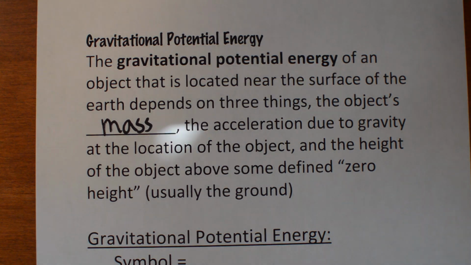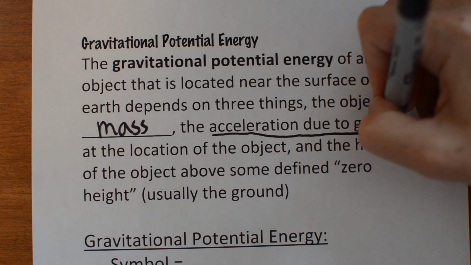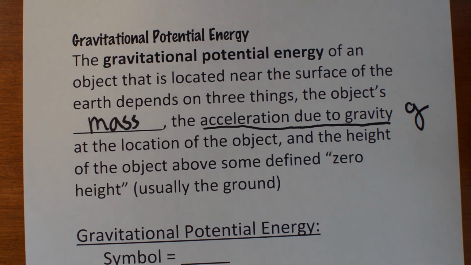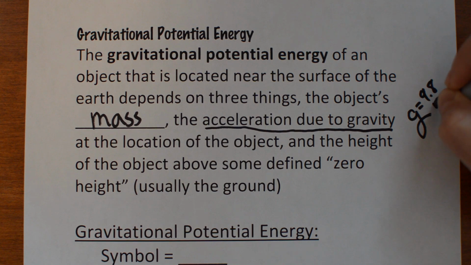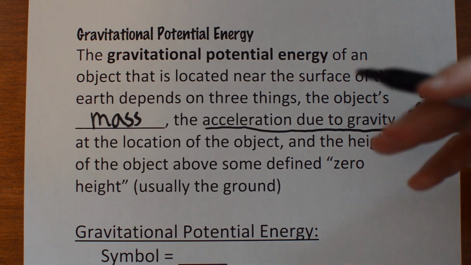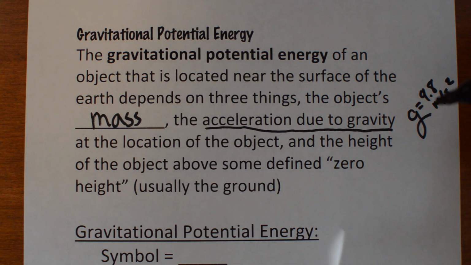The other thing that impacts gravitational potential energy is the acceleration due to gravity, g, at the location of the object. That's going to be 9.8 meters per second squared for us on the surface of the Earth, but that'll depend on which planet you're on too. The last thing that gravitational potential energy depends on is the height of the object above usually the ground or any sort of defined 0 point. We can actually pick the 0 height to be anywhere, and then we measure gravitational potential energy up from that. The ground just usually makes sense.